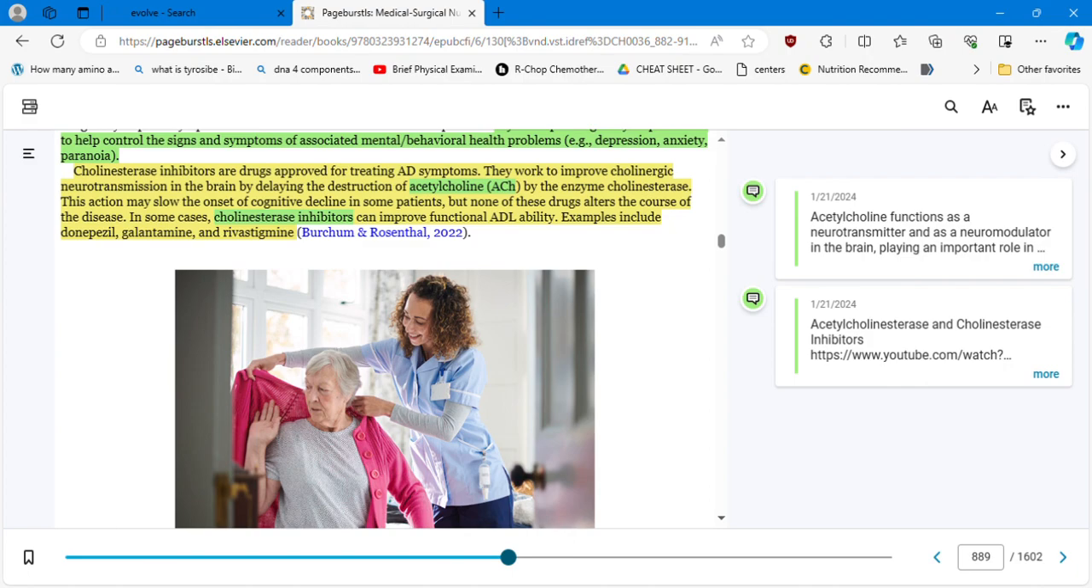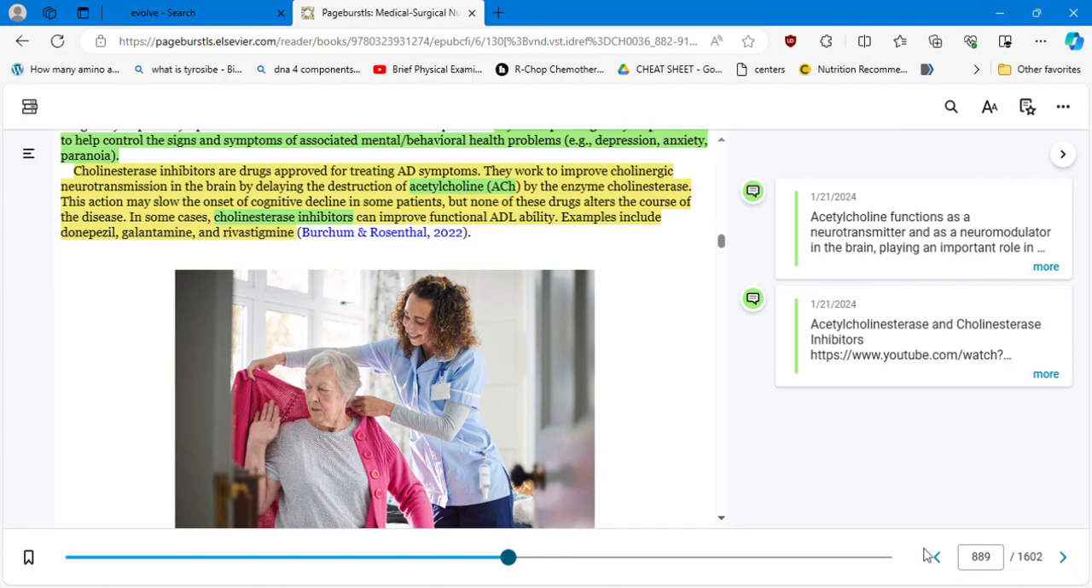That's very, very important to understand. The drugs are going to delay the progression, but they are not going to stop the course of the disease. In some cases, cholinesterase inhibitors may improve functional ADL ability. Examples include donepezil, which is your Aricept, galantamine, and rivastigmine.